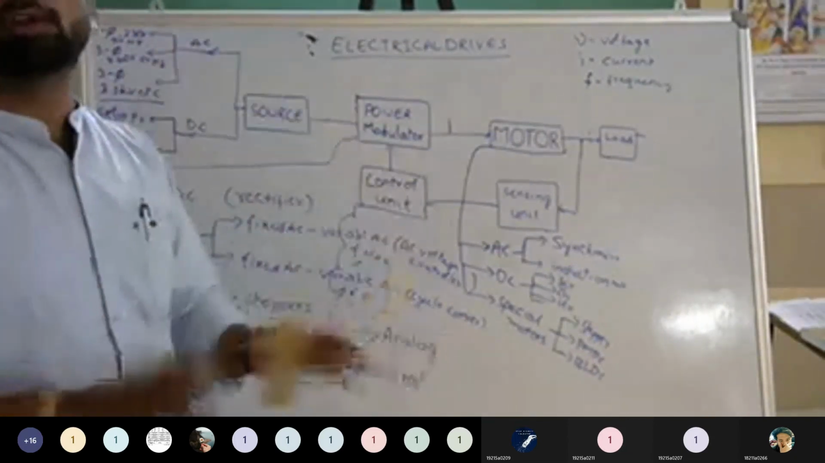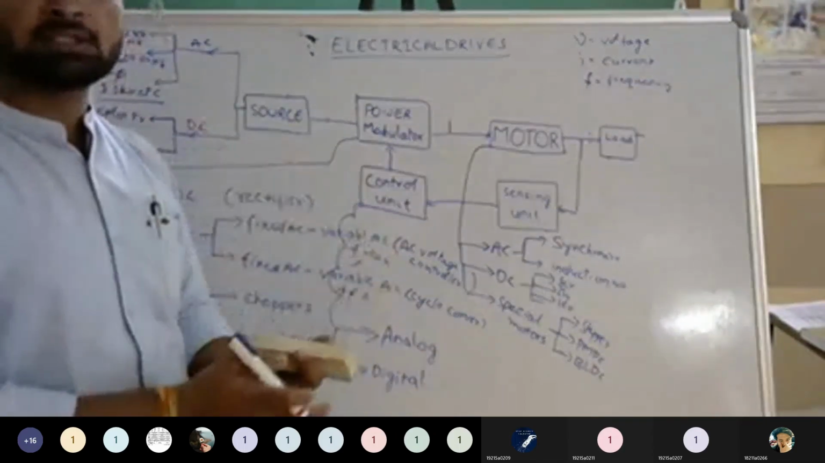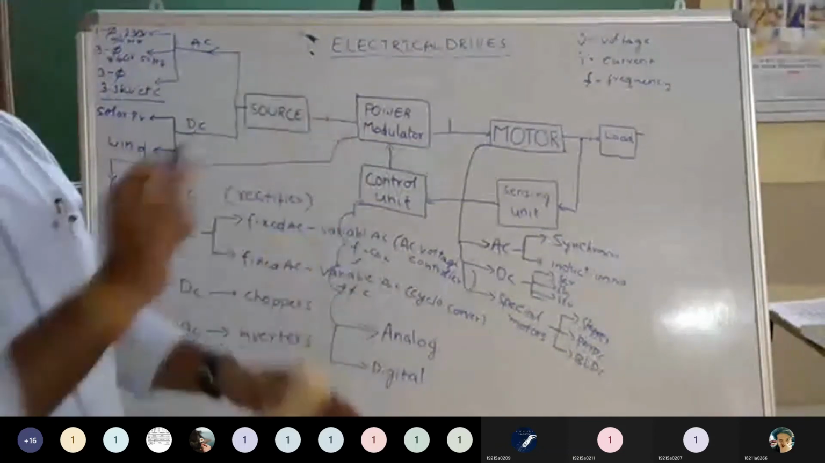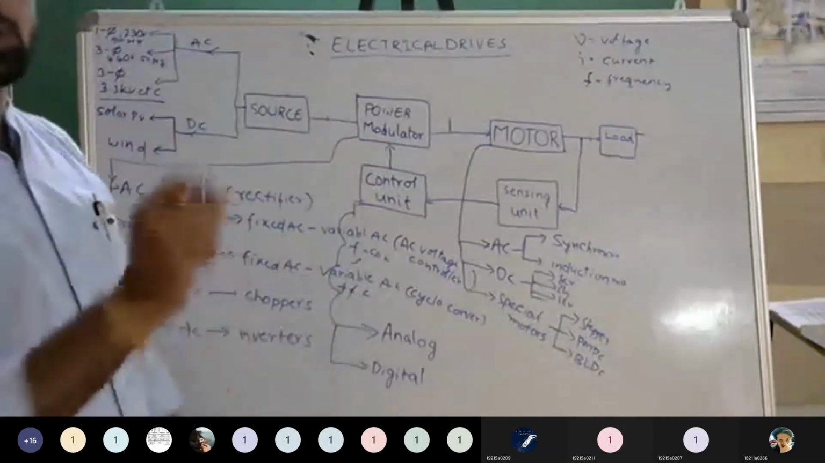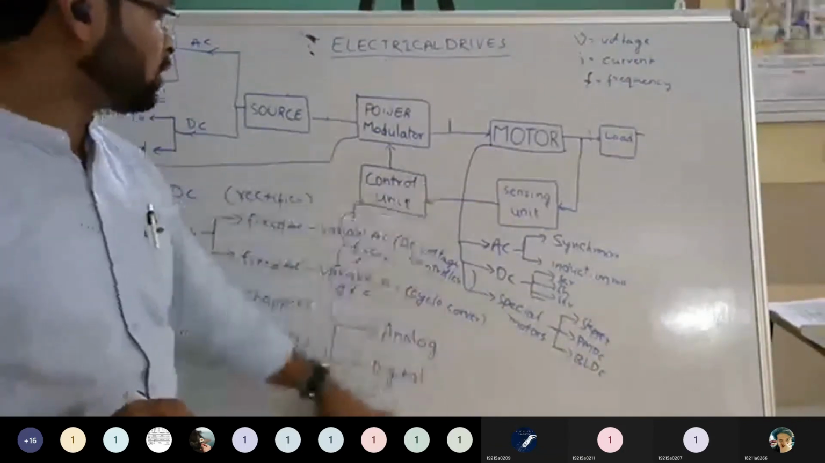Nowadays, the more popular one is digital. Digital means microprocessors and FPGA controllers. These are all digital controllers. Why? Because we write the program and dump the program, so if you want to change anything, it is very easy to change. That's why digital controllers are becoming popular. So these are the control unit parts.